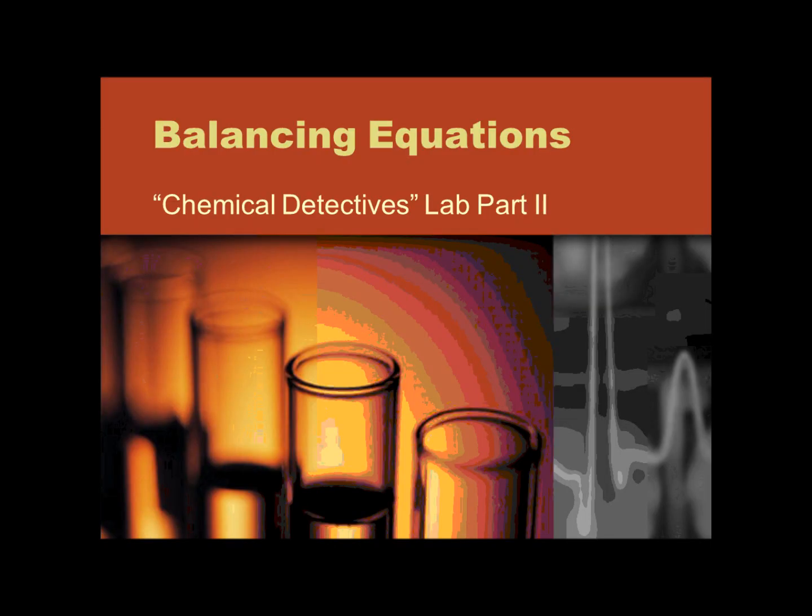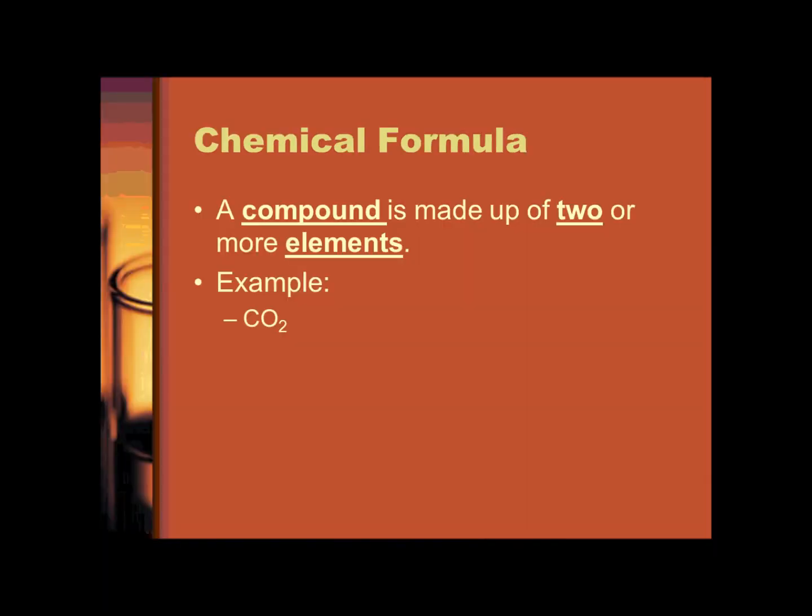Okay, today I'm going to be going over balancing equations. I'm going to go over our notes real quick and then two examples. So starting off with chemical formulas. For a chemical formula, you need to have a compound. And a compound is made up of two or more elements. For example, we have carbon dioxide, which is made up of carbon and oxygen, so two different elements.